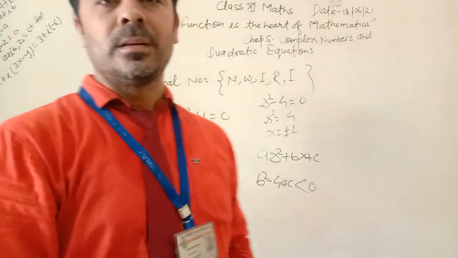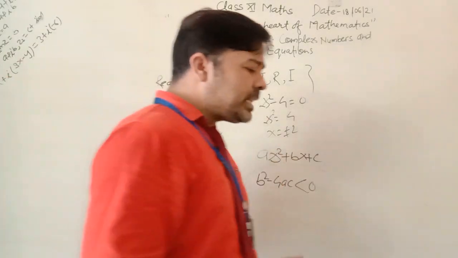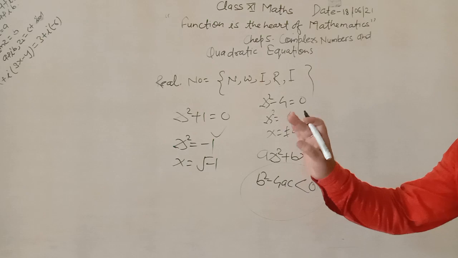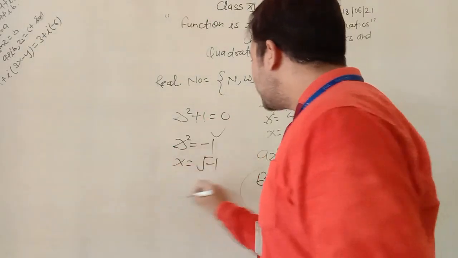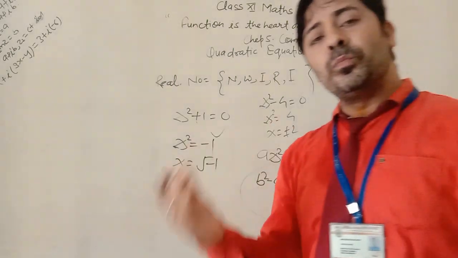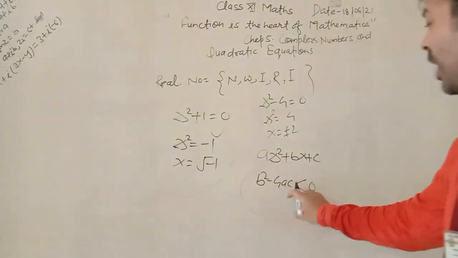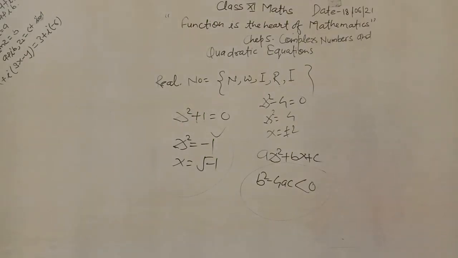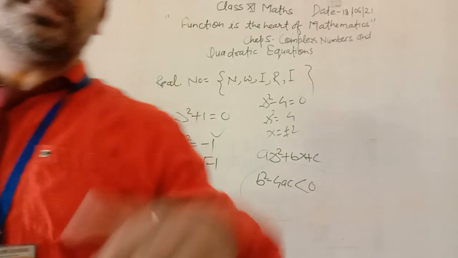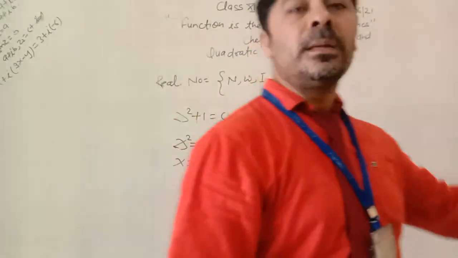But in this chapter, we will study how to solve this type of question: how to solve x square is equal to minus 1, or x square is equal to minus 4, x square is equal to minus 2, or b square minus 4ac less than 0. We need to solve this question and extend the real number into another number.